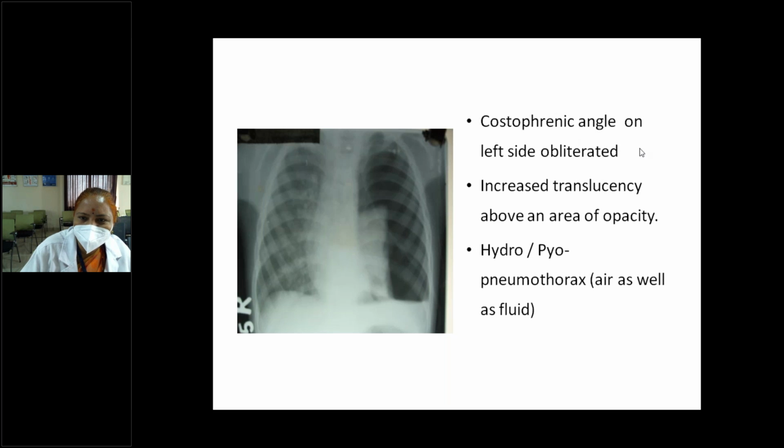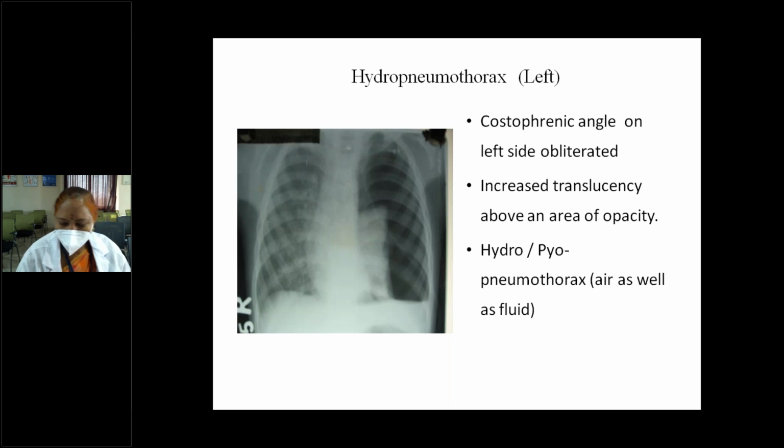So the cardiophrenic angle on the left side is obliterated and the costophrenic is also obliterated. Increased translucency above an area of opacity, and maybe hydropneumothorax, air as well as fluid is there. A horizontal line in the chest usually means air and fluid levels. This is the underlying collapsed lung actually. Heart is actually pushed towards the right side. This is the cardiac shadow. Actually, the cardiac shadow will be like this normally. So left-sided hydropneumothorax or pyo. We have to differentiate after taking the diagnostic tap.